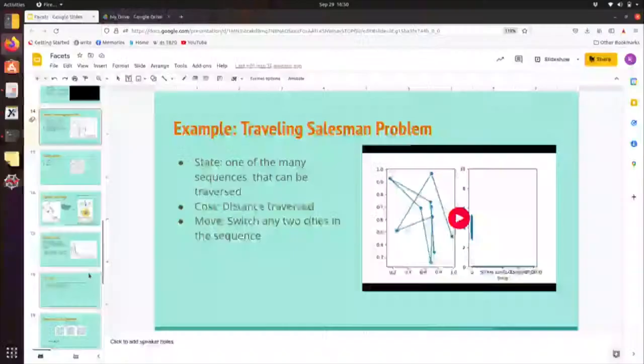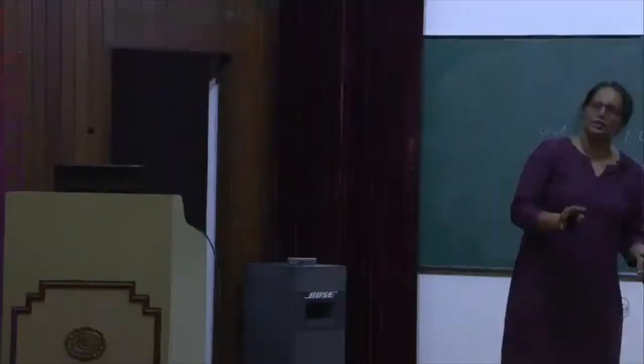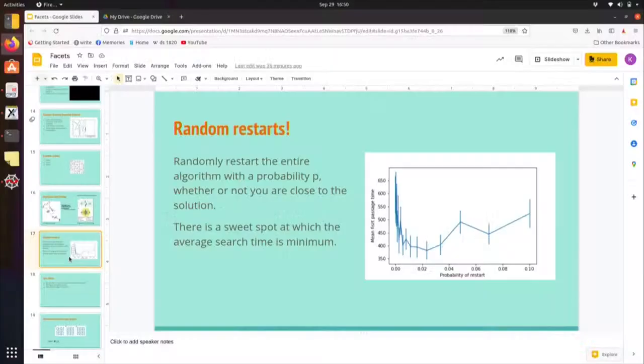It turns out that for low values of probability of restart, that means you might get stuck in local minima, right? You don't restart the process, you just try traveling salesman. If it gets stuck in one circuit, it can never come out of it, okay? Because you're not restarting the process at all. For low values of this probability, the search time is pretty high. For high values of probability, then also the search time is high. Why is that? If you keep on restarting the process, every two steps you restart the process, then basically the algorithm has no opportunity to go and find a minimum at all, right? So there is a sweet spot.